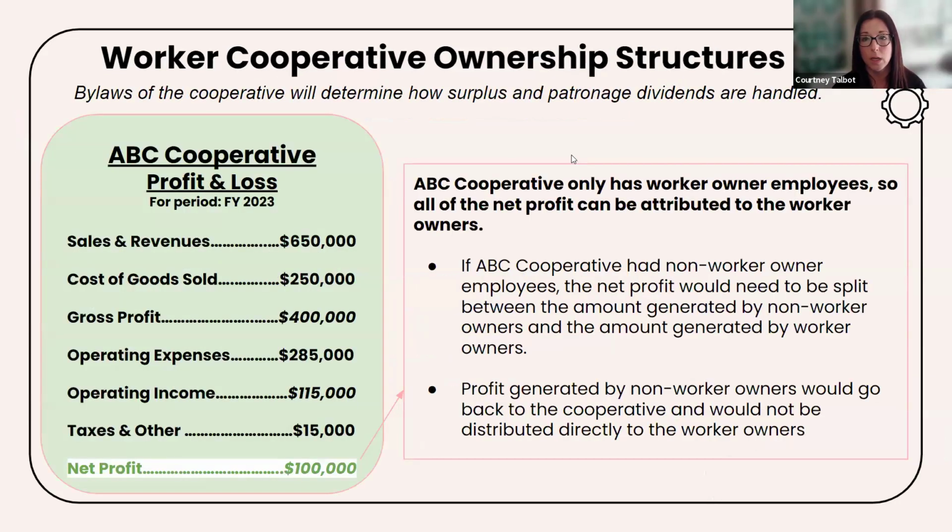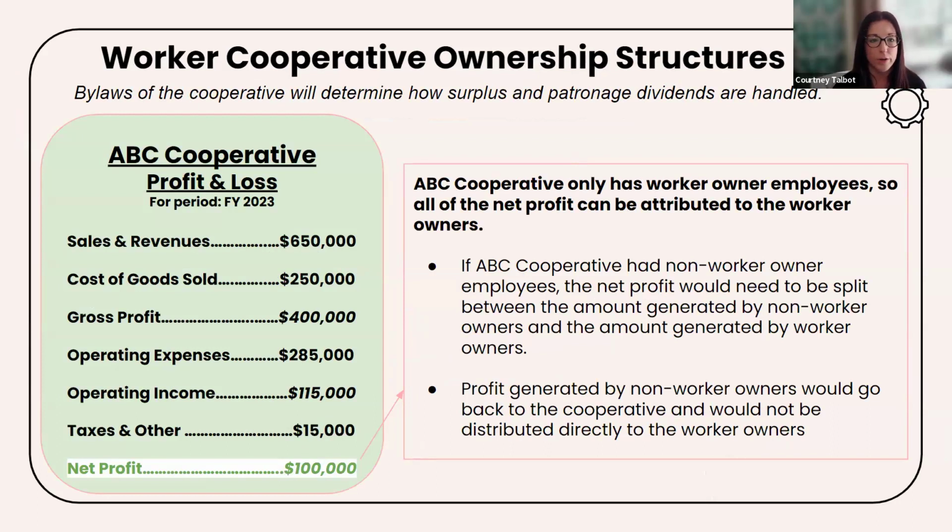Okay, so we're going to go through a little example of how we would distribute patronage. As I mentioned, the bylaws will really drive this process. So in this example, ABC Cooperative is the name of our cooperative, and here is their profit and loss for their fiscal year 2023. They use a calendar year, so this is done at the end of their calendar year.